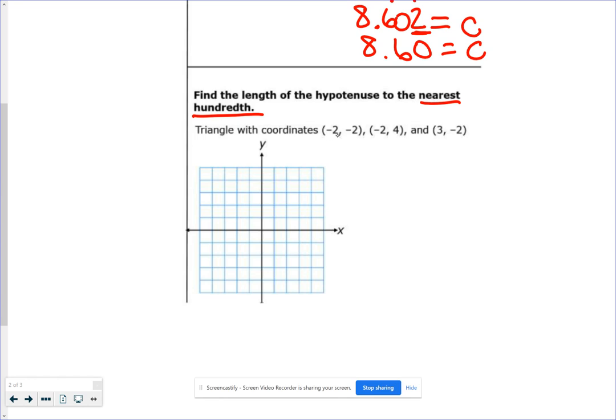Let's see. So first point, -2, -2. So left 2, down 2. Hopefully you remember how to graph. Left 2, up 4. And 3, -2. So right 3, down 2. And it does. I have my right triangle here.